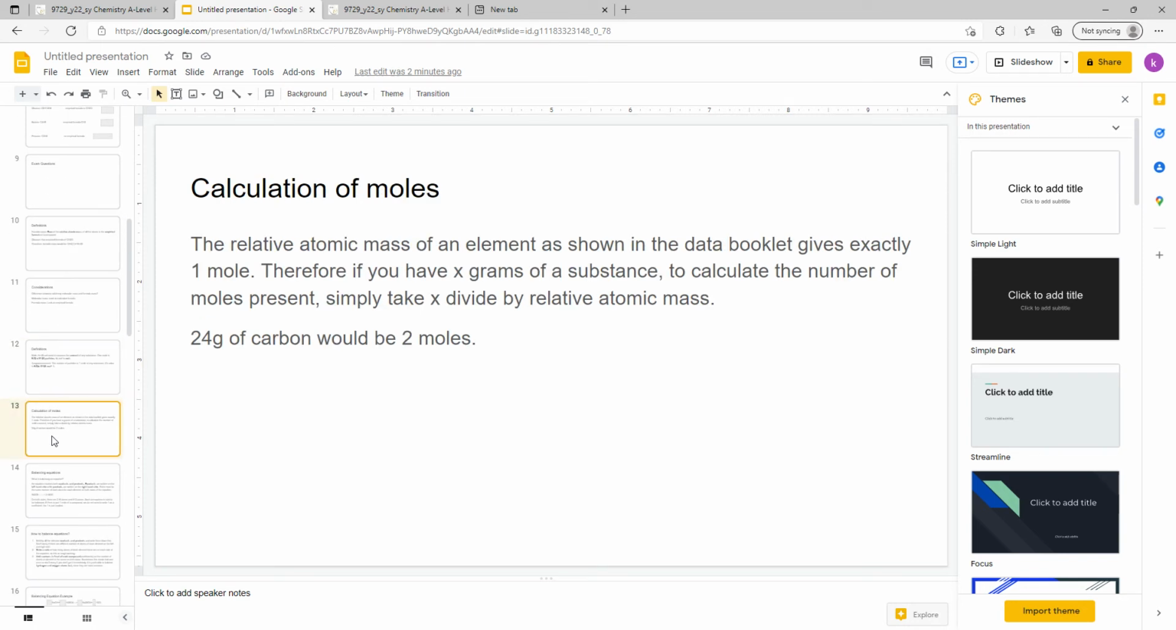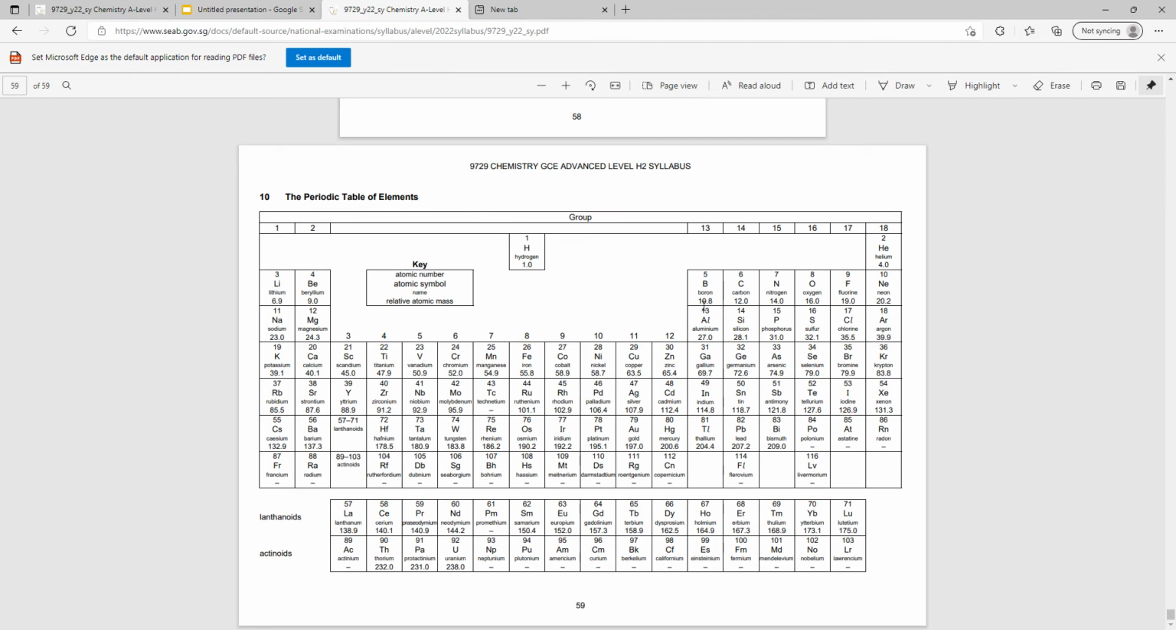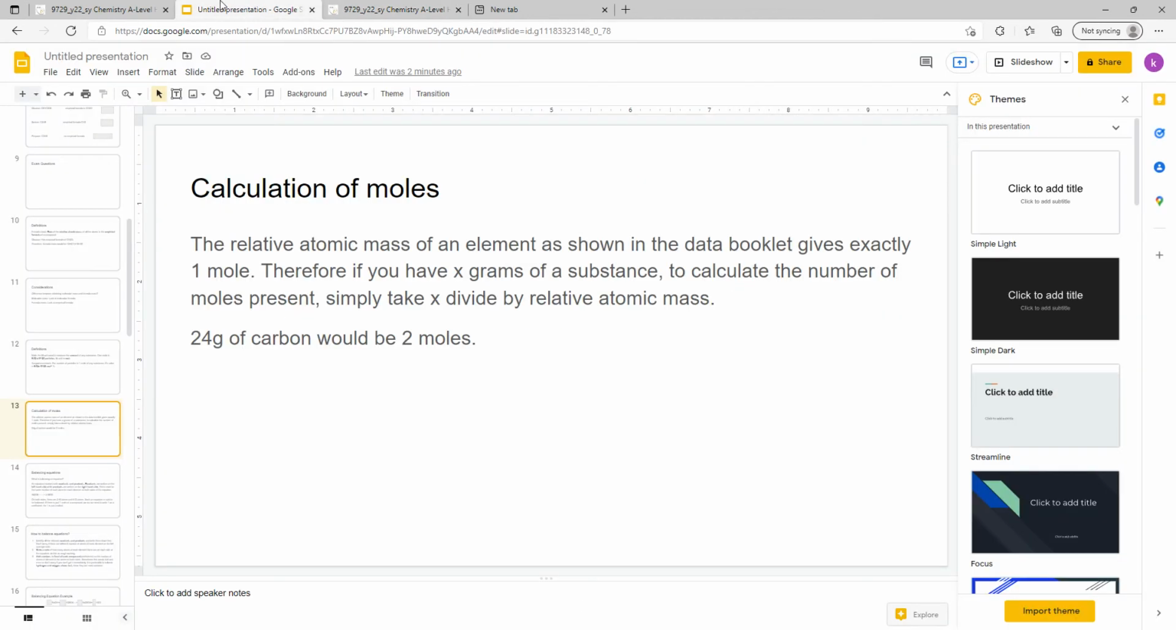So let's look at how we calculate the number of moles. The relative atomic mass of an element, as shown in the data booklet, which are the numbers below the elements, is exactly the mass of 1 mole. Therefore, if we have x grams of a substance, to calculate the number of moles present, simply take the number of grams of the substance you have divided by the relative atomic mass.